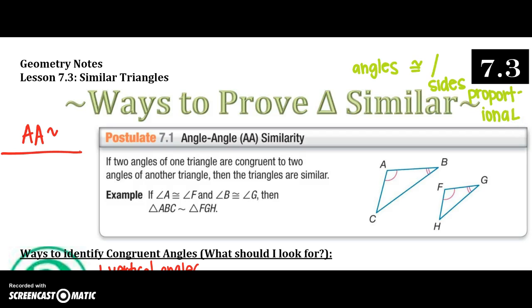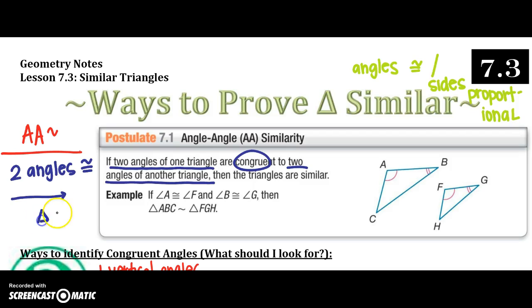So we're going to learn 3 ways to prove triangles are similar. The first way is AA similarity postulate. And remember that AA means angle, angle. So if 2 angles of one triangle are congruent to 2 angles of another triangle, then the triangles are similar. So the first one, AA similarity postulate, you need 2 angles to be congruent. So you can say that the triangles are similar.